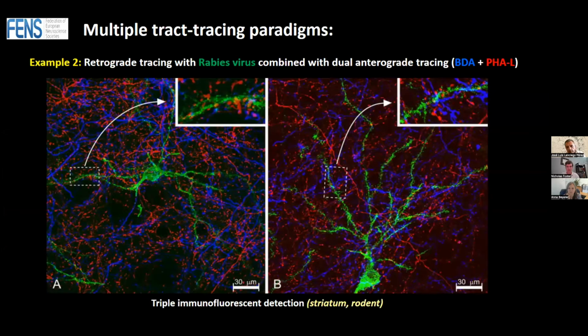This is another example. In that case, we are combining retrograde tracing with rabies virus, these neurons in green, where you can see all the dendrites. These are medium-sized spiny neurons in the rodent striatum. You can even see the spines in the dendrites. And these neurons are surrounded by 2 different types of fibers. Those in blue are coming from the cortex and are being labeled with BDA. And those in red are thalamostriatal fibers coming from the parafascicular nucleus that are being labeled with PHAL.